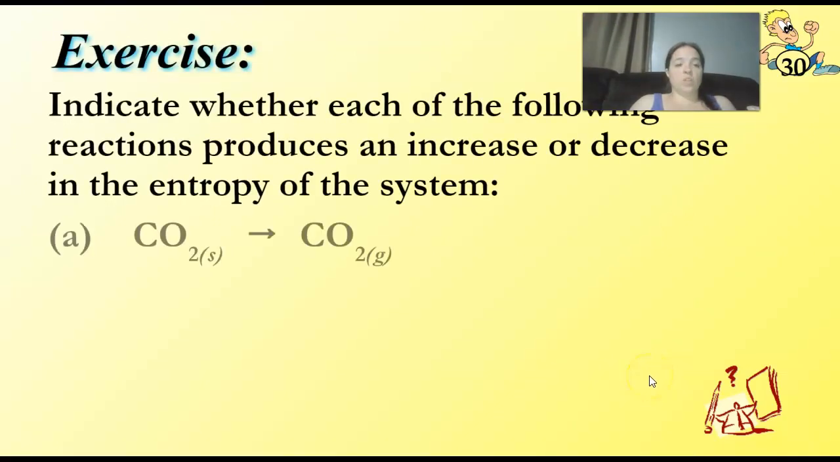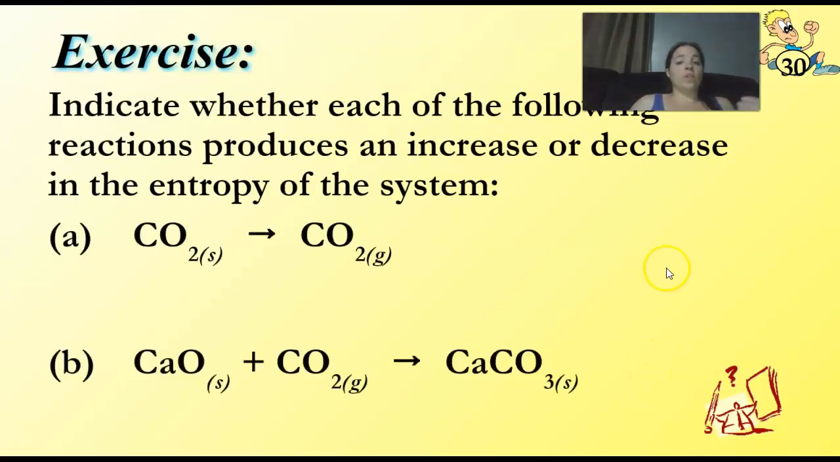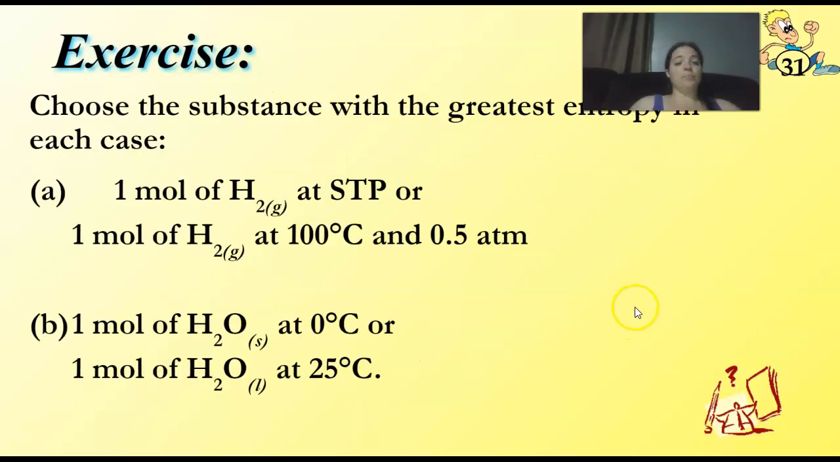So here's a little exercise. Indicate whether each of the following reactions produces an increase or decrease in entropy. Solid to gas, I'm going from here to here. I'm increasing my entropy. I'm going from a solid and a gas to a solid. I'm adding two things together to be a solid. It's becoming more ordered. I'm decreasing the chaos.